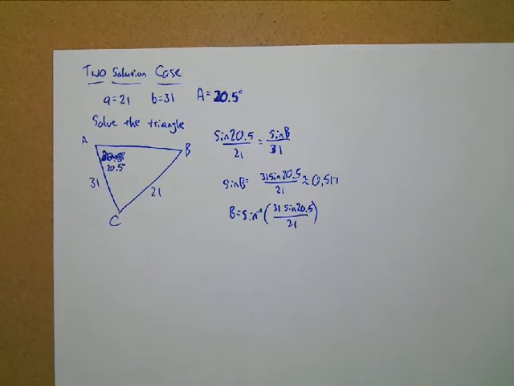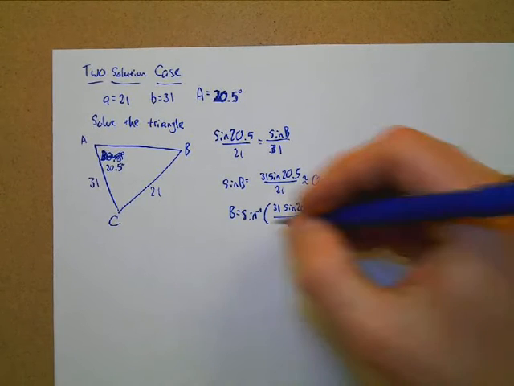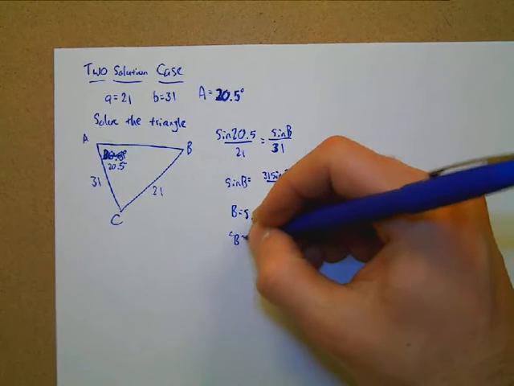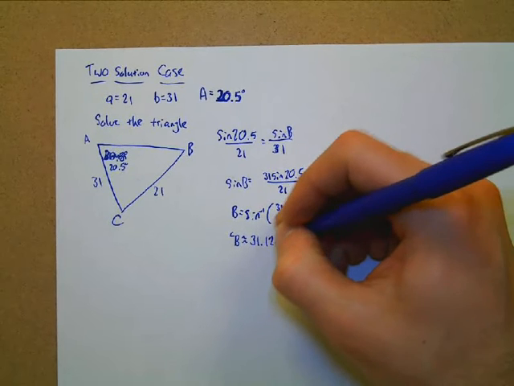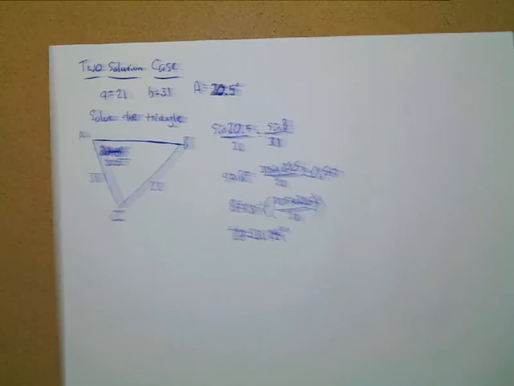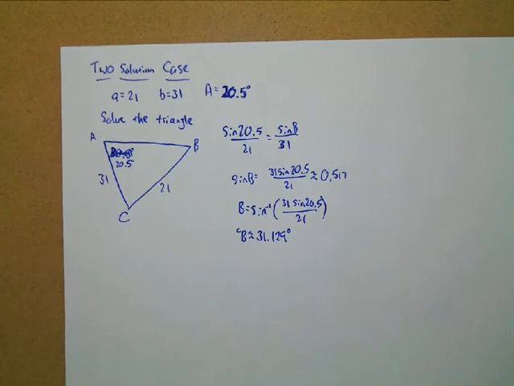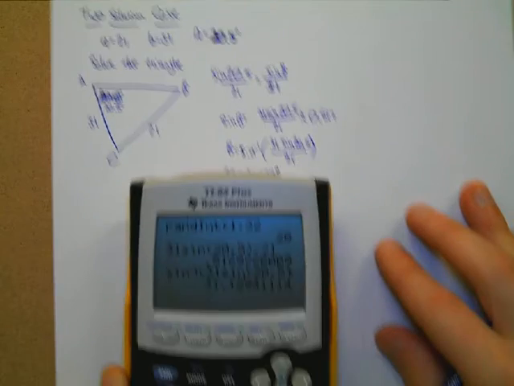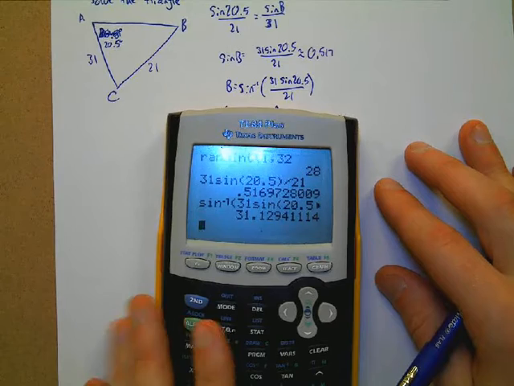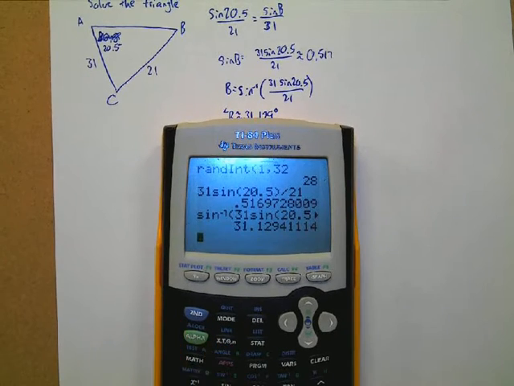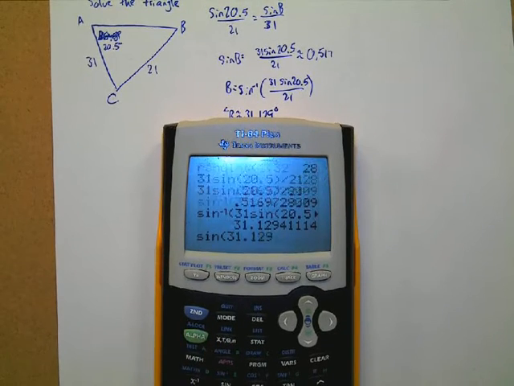So when you take the sine of 31.129, it ends up being about 0.517, if I show you here, just to make sure you see that. If I take sine 31.129, it is about 0.517. It's pretty darn close. Actually, it's almost exactly the same, at least for the first couple decimal places.